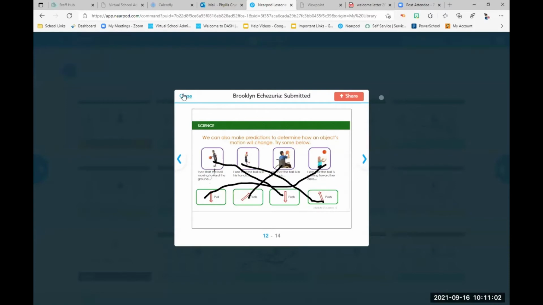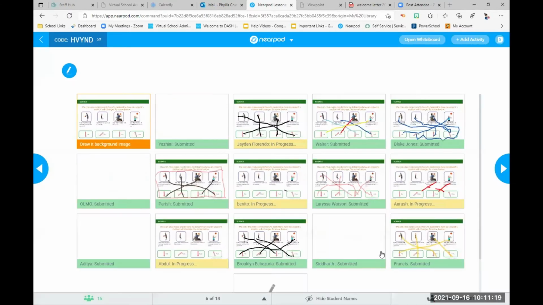Let's look at Brooklyn's. Very nice, Brooklyn. I love it. Yelini, you can change your answer. Try acting it out though. When a ball comes at you, pull it toward you to catch it. So the little girl, yeah, that was like magic right before my eyes. Fabulous. Thank you for redoing that.